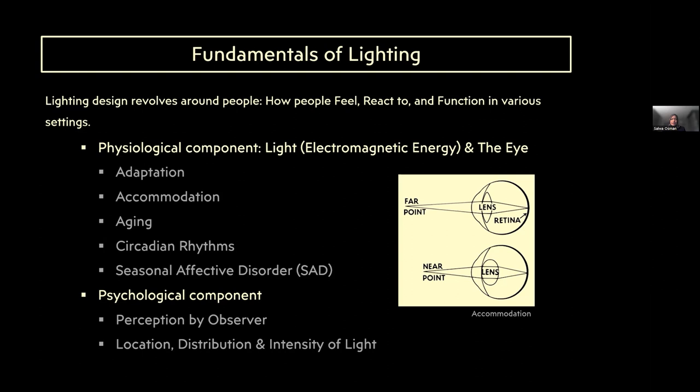And accommodation is important because it leads us to the next component, which is aging. So in older adults, this focusing power and flexibility becomes a little constricted. Basically, an older person's eye is less flexible, which means it gets more difficult in lower light levels. And this results in blurred vision and eye strain.